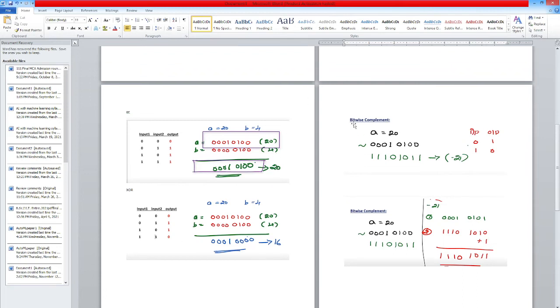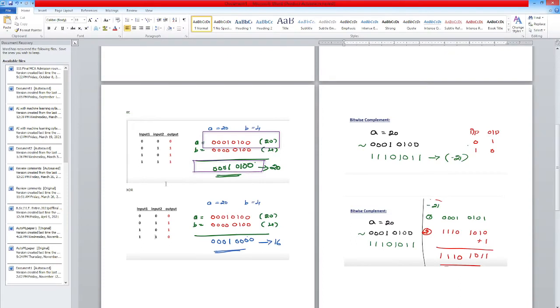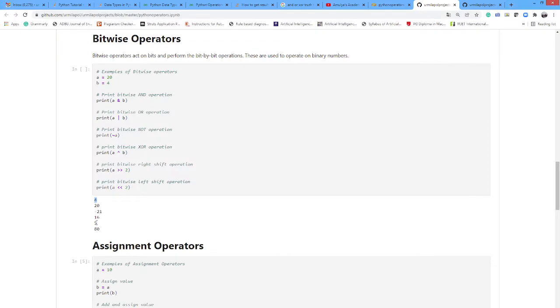Next, see the bitwise XOR operation. See the table. The table is, if both are true, it gives 0. If both are 0, it gives 0. And 0 1 1, 1 0 1. This is the XOR table. Applying this table, A is equal to 20, B is equal to 4, it gives 16. This is the answer, 16.